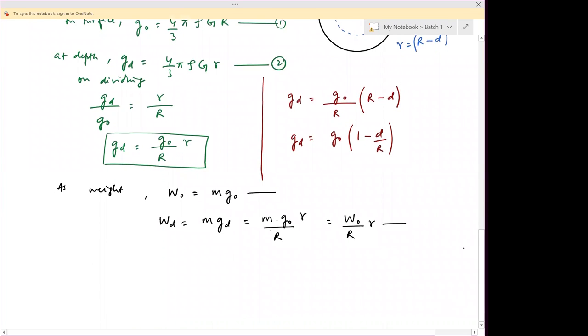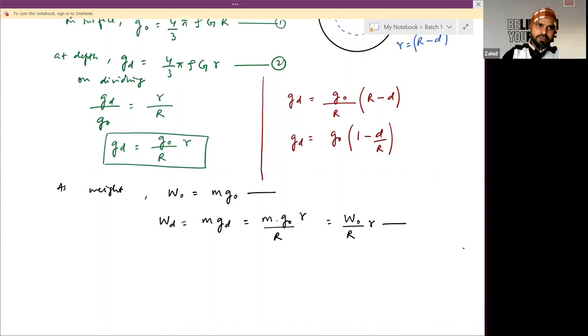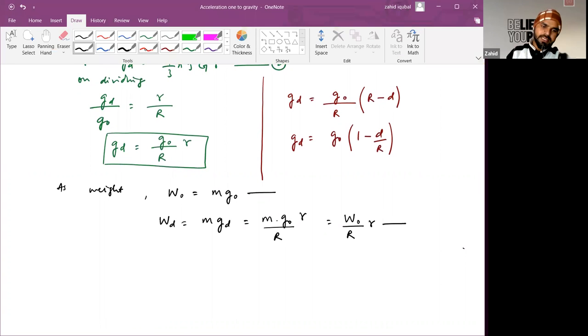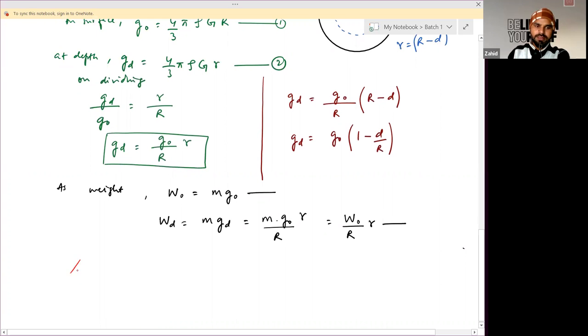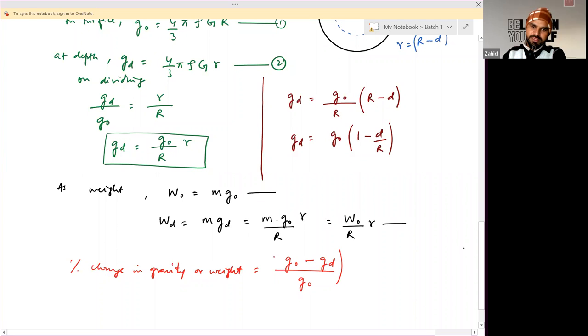Yes, sir. Okay. Now, if you have to calculate percentage change in gravity or percentage change in weight, so percentage change in gravity or weight will be equals to gravity on the surface minus gravity at some depth d divided by gravity on the surface into 100. If you put all the values, you will get d by R into 100, like this.